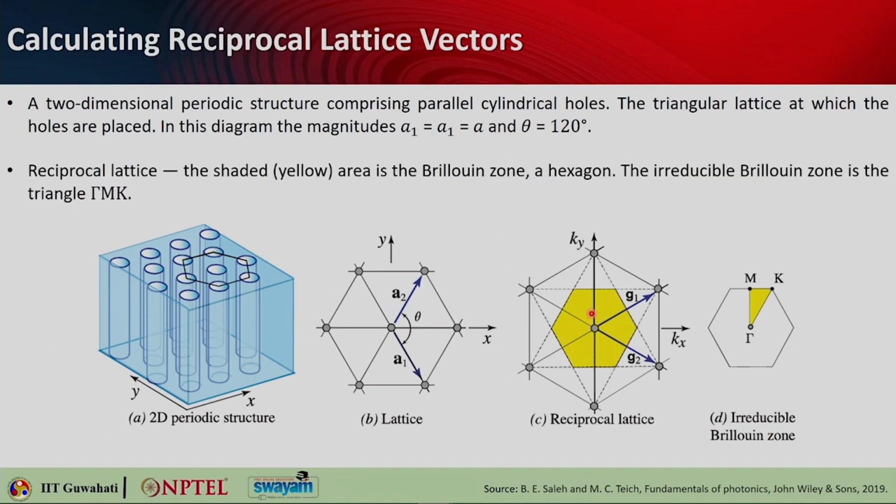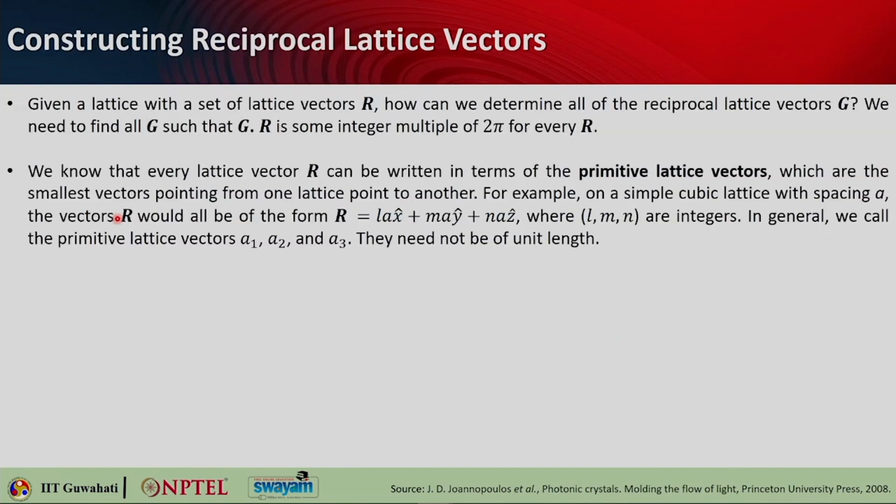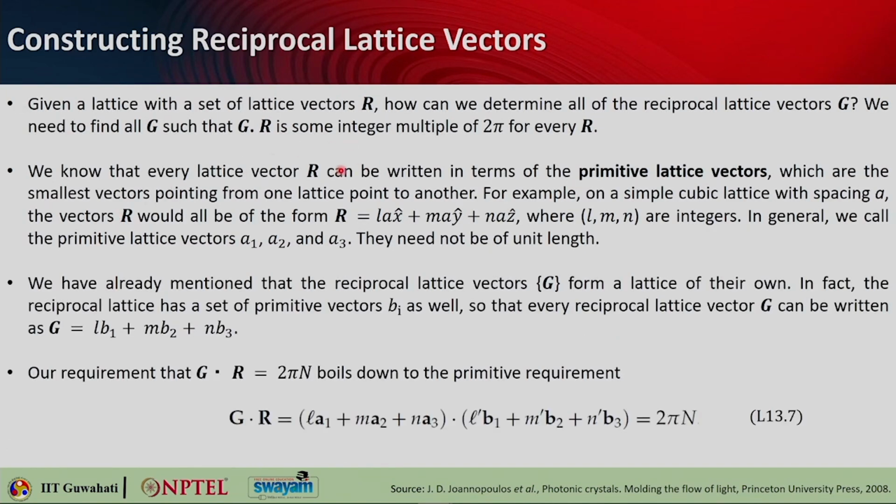So this we have already covered. This is in the shape of a hexagon, right. Now, I think we have already discussed this. For a given lattice with a set of lattice vectors R, how can we determine all the reciprocal lattice vectors G?